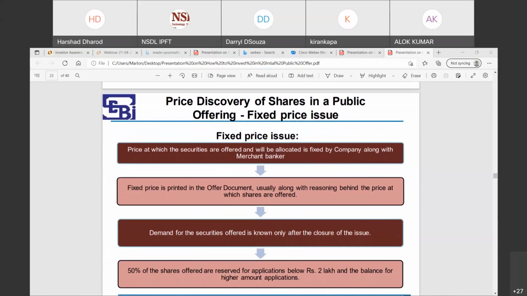Now, how is the price discovered for the share in a public offering? In the case of a fixed price issue, it is pretty clear, because it is already fixed by the merchant banker. The price is already clearly printed in the offer document. The rationale is given in the basis of price, wherein they give the P/E ratio, how it was determined, what book value they are referring to, and why this price is there.